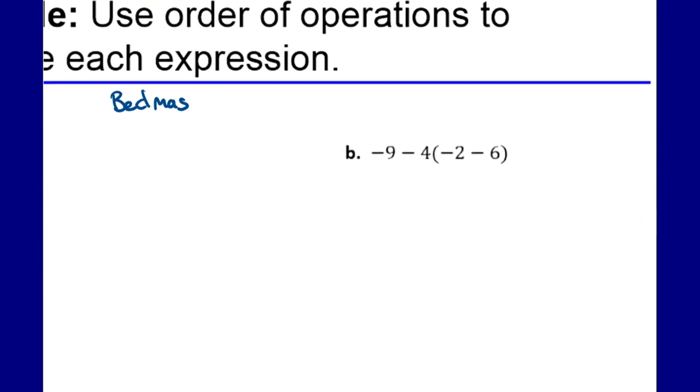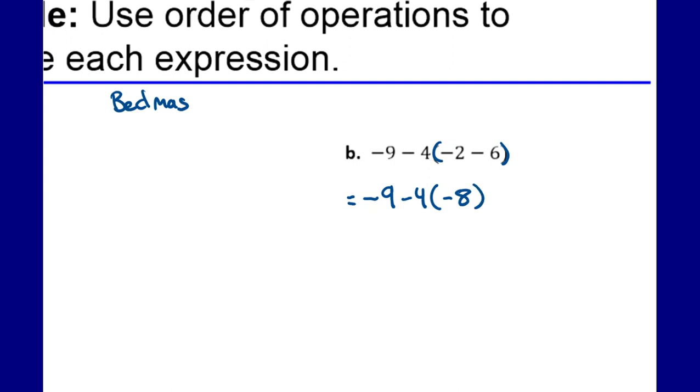For B, negative 9 minus 4 times, in brackets, negative 2 minus 6. So here we have a set of brackets first. We want to simplify what's in those brackets. We're going to leave the negative 9 minus 4. The bracket is still going to stay there because we need that to separate the minus 4 from whatever this next number is. So negative 2 minus 6, we get negative 8.